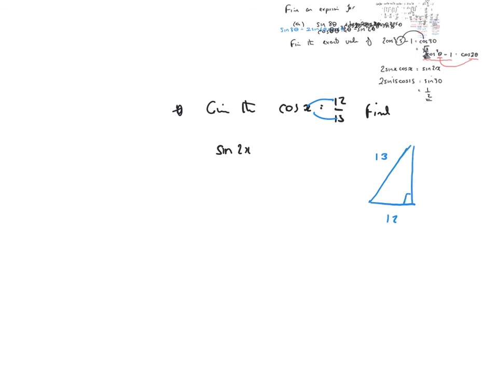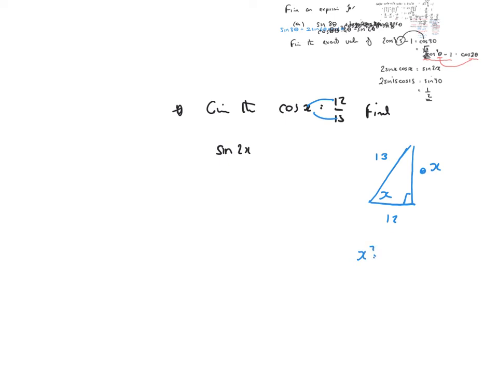Okay, let's try another one. Given that cos x equals 12 over 13, find sine 2x. So what was the advice I gave you earlier on? If you've got a trig ratio, the first thing you can do is draw a right angle triangle. So that's adjacent over hypotenuse. The adjacent is 12, the hypotenuse is 13, which means that you can now find the third side.